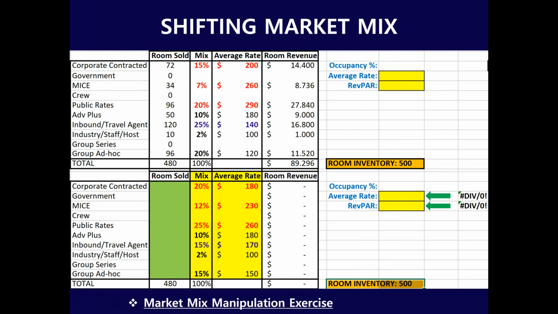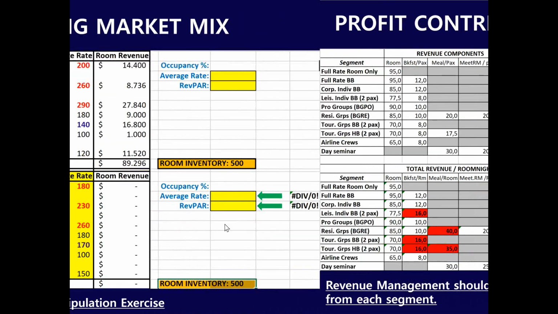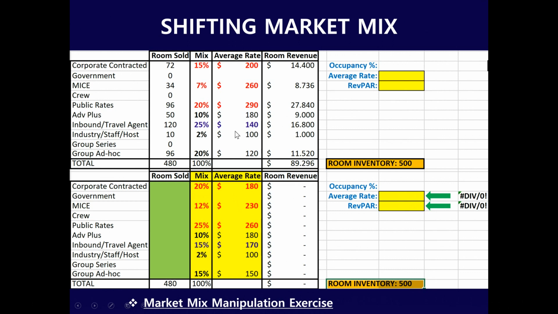On the other hand, we want to reduce some of the segmentation production. So if we see the inbound travel agent, at the moment we are selling at 140 US dollar and we get 25% of the total business from this particular market segment. So why don't we increase our rates from 140 to 170, and hopefully this increase will give us less business, from 25% to only 15% of the market mix.